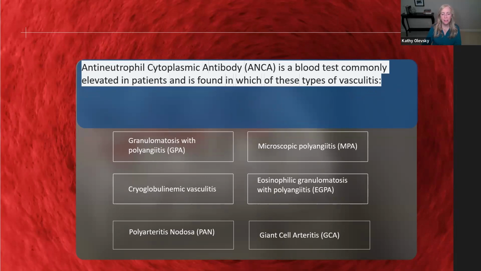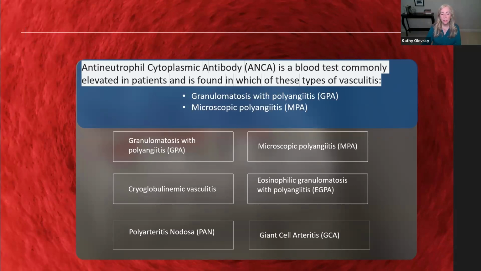Okay, and moving to the next one: antineutrophil cytoplasmic antibody, or ANCA, is a blood test commonly elevated in patients and is found in which types of vasculitis? Granulomatosis with polyangiitis, microscopic polyangiitis, cryoglobulinemic vasculitis, eosinophilic granulomatosis with polyangiitis, polyarteritis nodosa, or giant cell arteritis. And the answers are granulomatosis with polyangiitis, microscopic polyangiitis, and eosinophilic granulomatosis with polyangiitis.